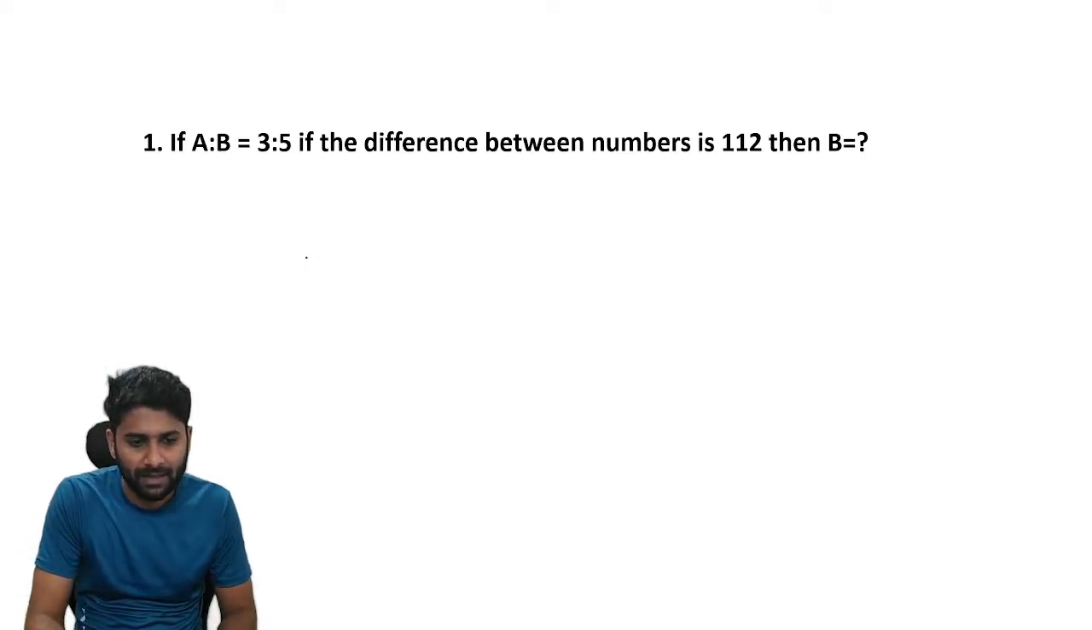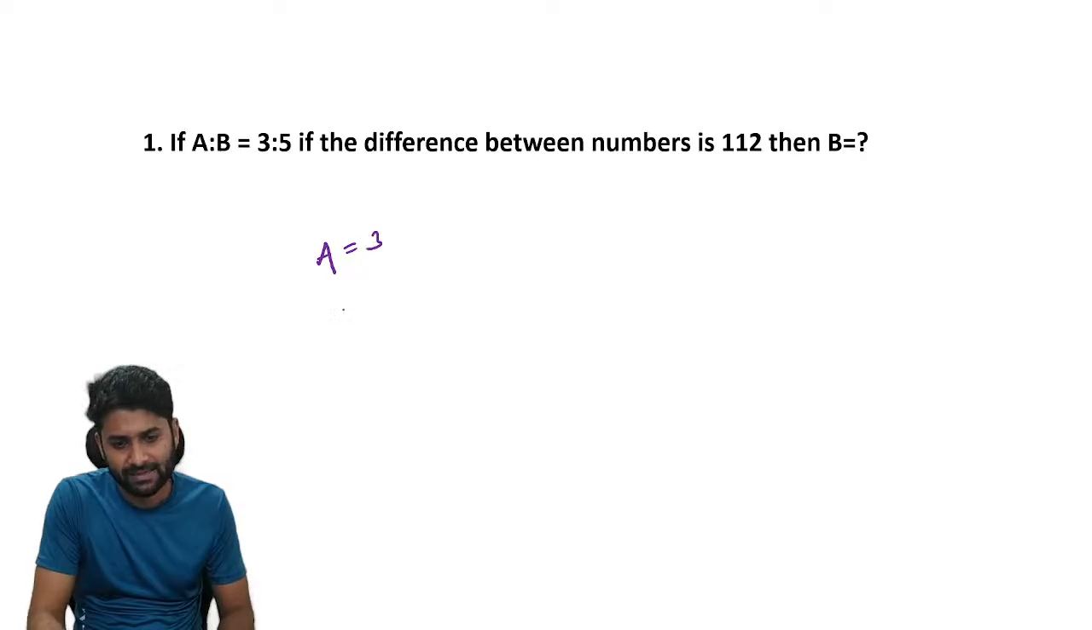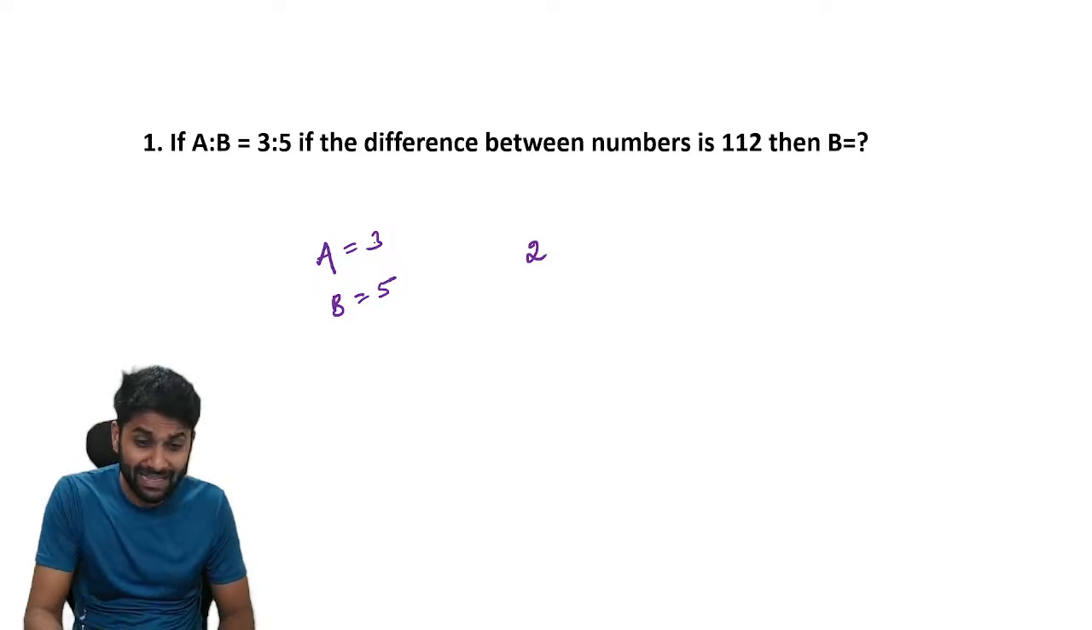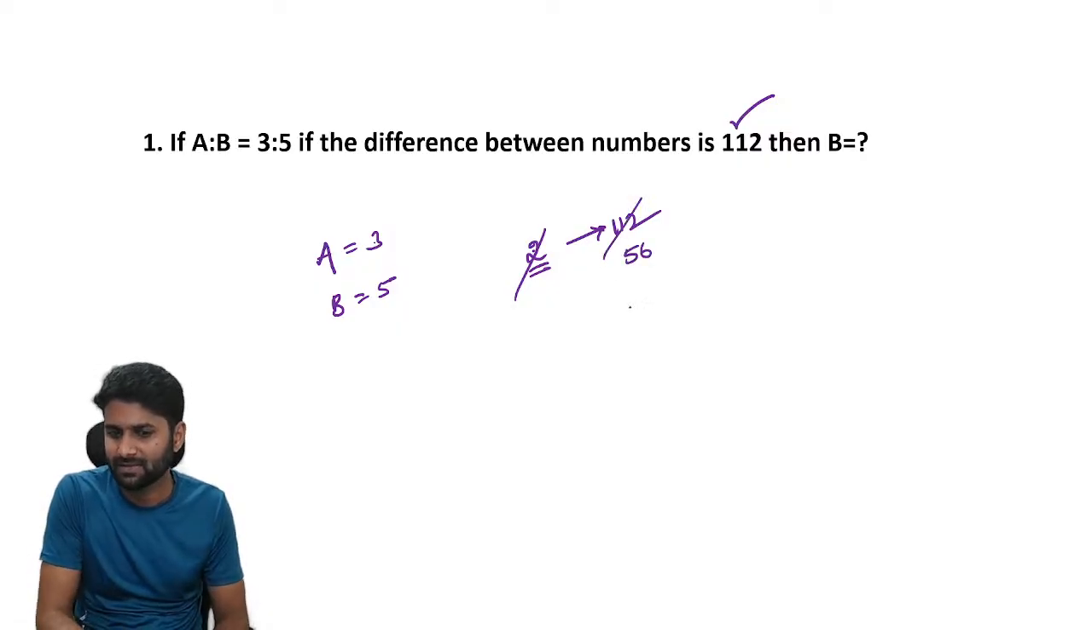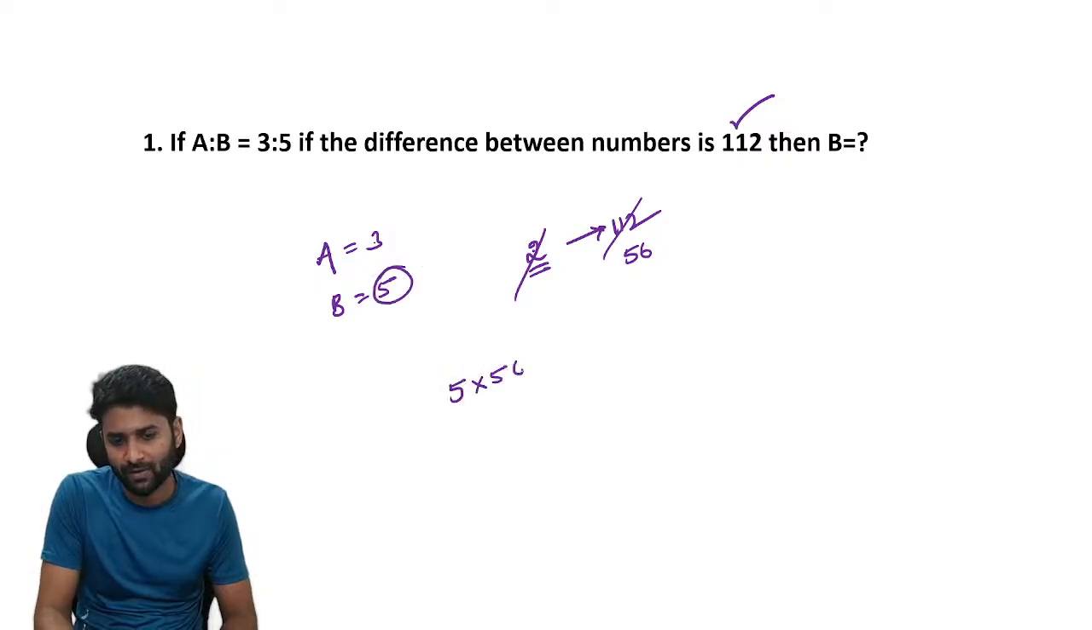See, the A-B ratio must be 3 is to 5. Let us take A equal to 3 units, B equal to 5 units. If you take the difference between 3 and 5, what is the difference? 2. But instead of 2, the question says it's 112. Now convert these units into the number. 2 becomes 112, exactly 56 times. What about the B value? As per the assumption, the B value is 5 into 56.